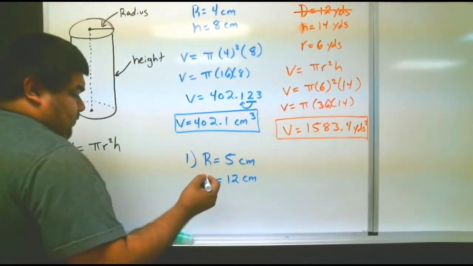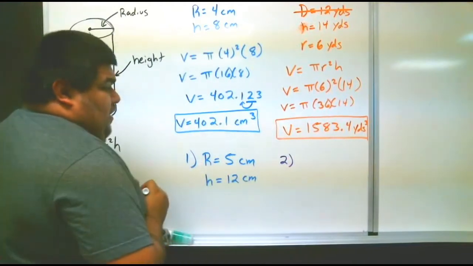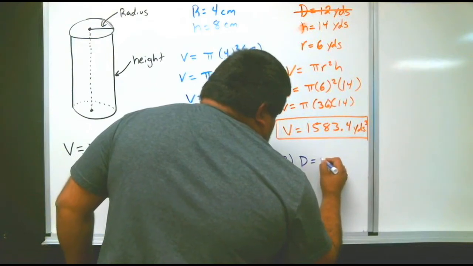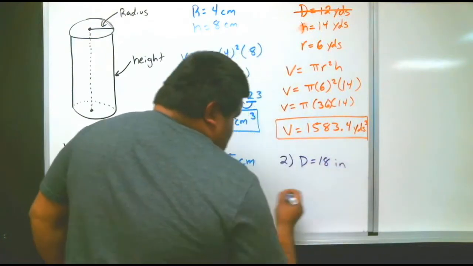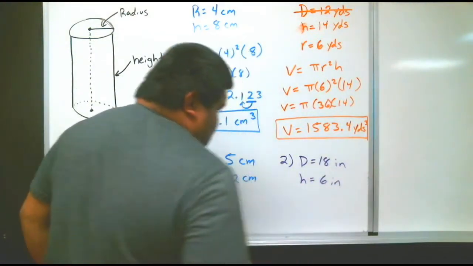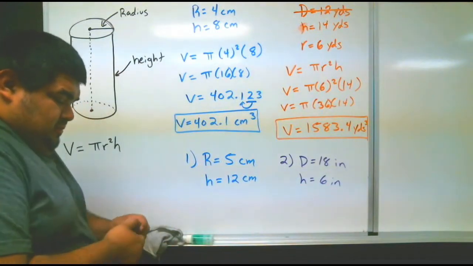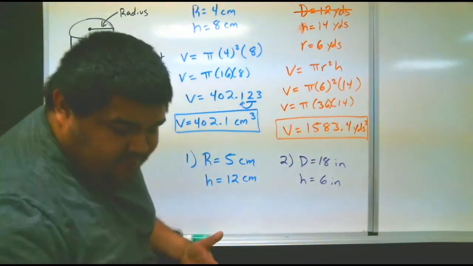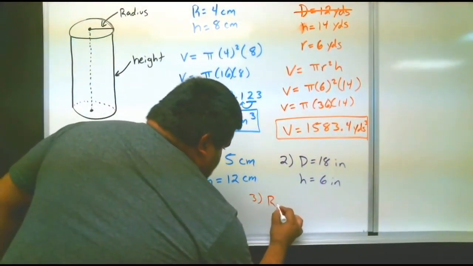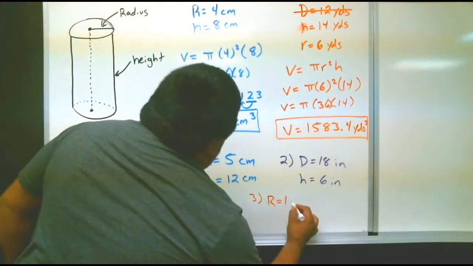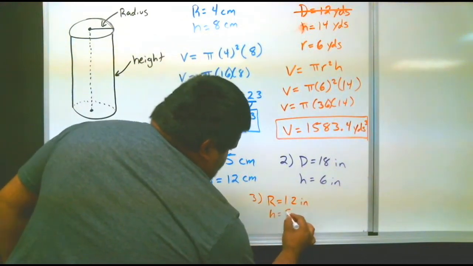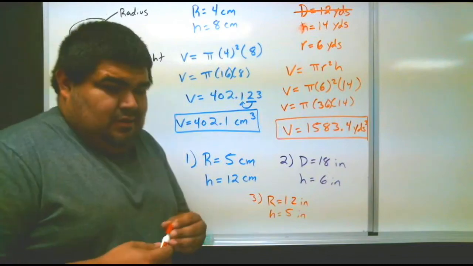Number 2, you have a diameter of 18 inches and a height of 6 inches. Let's do one more so you guys can really get the practice. You guys are going to do one more, which is number 3. The radius is 12 inches and the height is 5 inches.